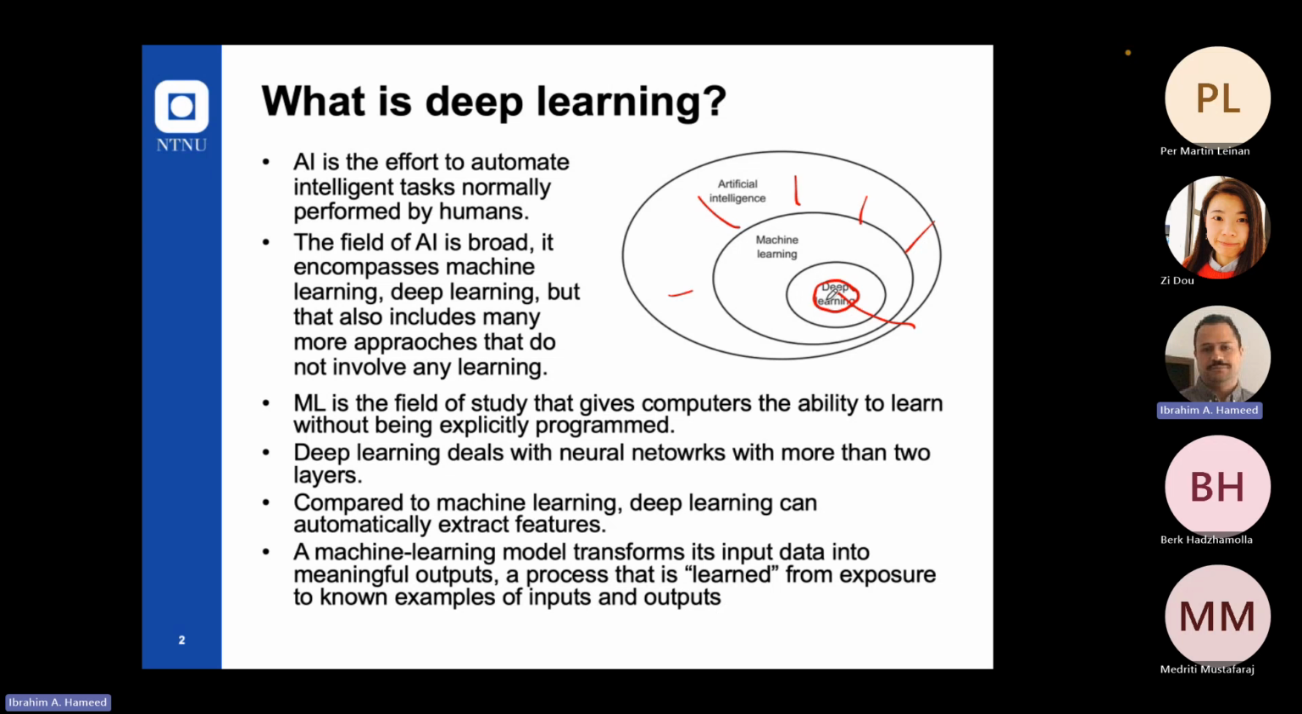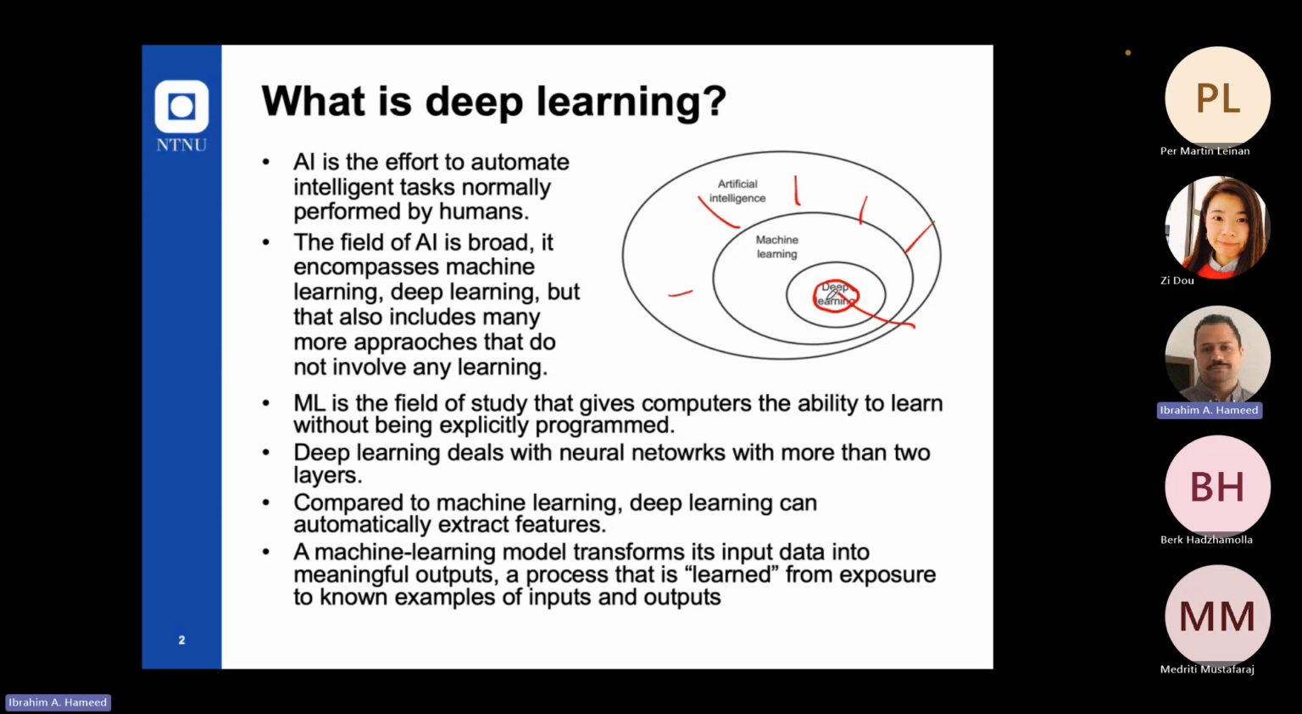So deep learning deals with neural networks with more than 2 layers. We can say that there are 2 branches here: shallow learning and deep learning. When it's shallow, it means our model contains maybe a maximum of 1 or 2 hidden layers. When it's deep learning, we deal with neural networks with more than 2 hidden layers.